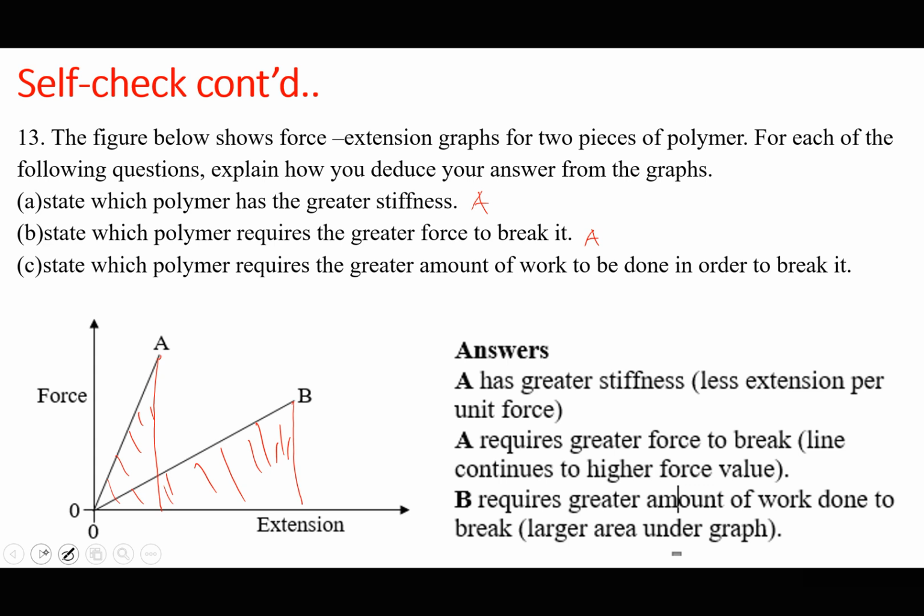For A, the stiffness is A. It has less extension per unit force. A requires a greater force to break. B requires a greater amount of work done to break because of the larger area. Okay.